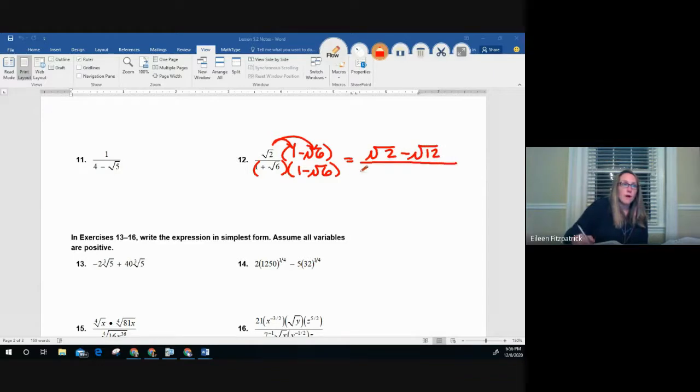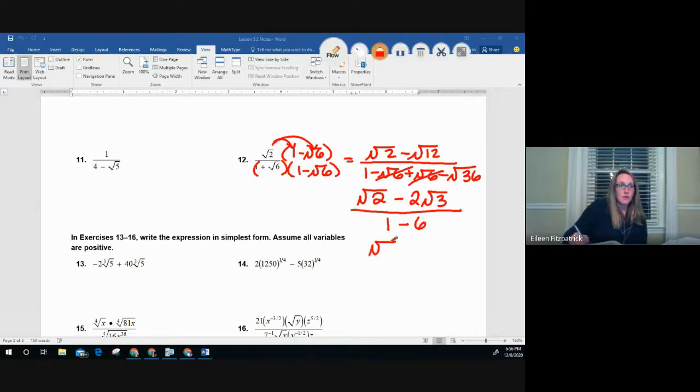FOIL the bottom. So it's going to be 1 minus root 6 plus root 6 minus root 36. Root 2 cannot simplify. Root 12 can, right? 4 times 3. So that simplifies to 2 root 3. The root 6's cancel, so you're left with 1 minus 6. So you have root 2 minus 2 root 3 all over a negative 5. And that's that answer.